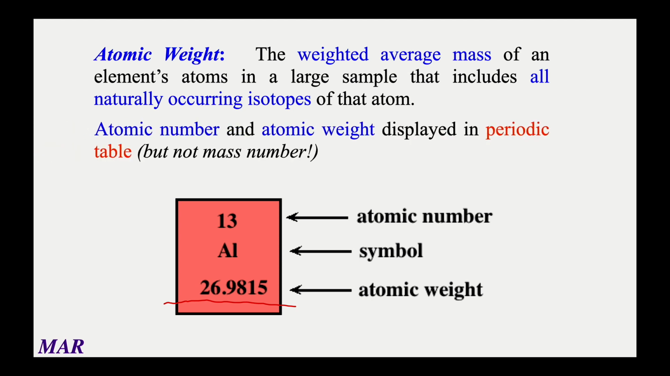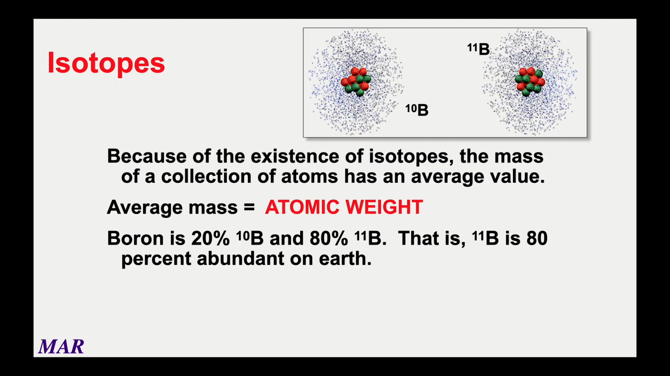Atomic number and atomic weight are displayed in the periodic table, but the mass number, the protons plus neutrons, is not, all right? And there are ways to make predictions, but just realize there's not really a mass number on the periodic table, and we'll talk about how this works out pretty soon. Atomic weight is the average, and I'd like to use an example of boron to see how this comes around.